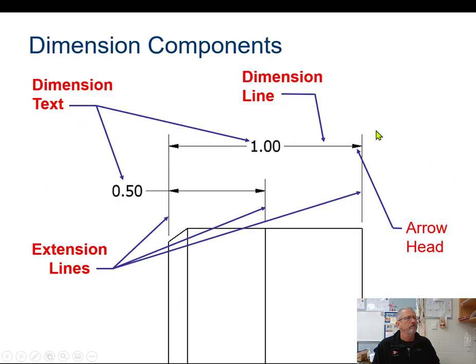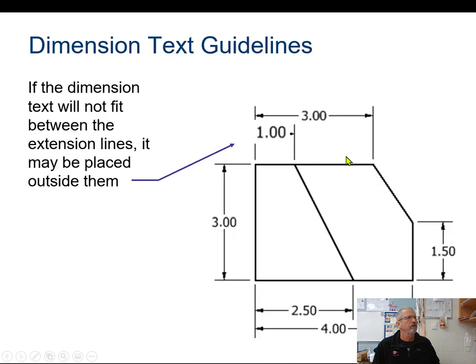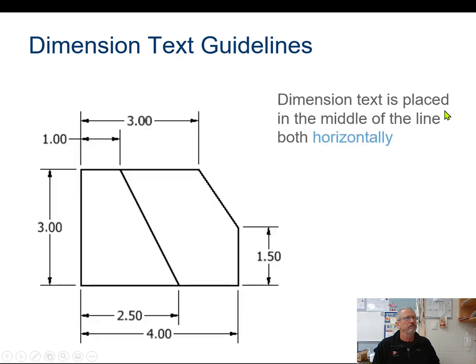We've already gone through these lines, so we're going to continue on here. But here we can see that this 1 inch doesn't fit. So we need to go ahead and pull that out and make sure that it fits and looks more professional. So, dimension text guidelines: dimension text is placed in the middle of the line, both horizontally.